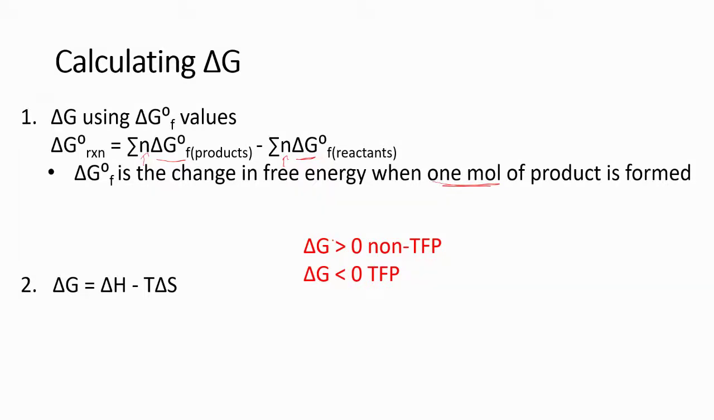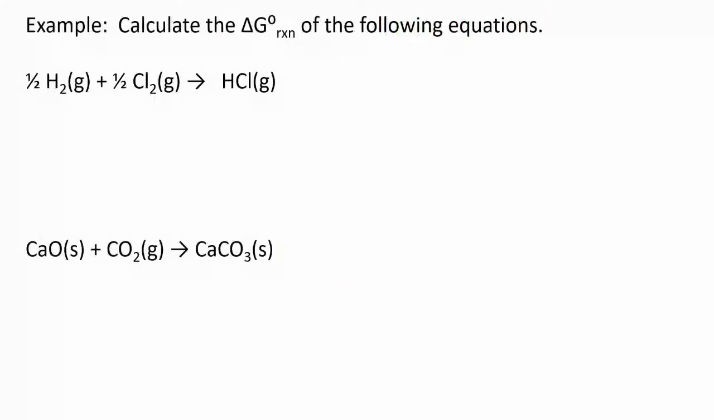Now, if delta G is greater than 0, meaning it is positive, then it is not thermodynamically favorable. If delta G is less than 0, meaning negative, it is a thermodynamically favorable process. So let's stop right here. Delta H is thermodynamically favorable if it is negative. Delta S is thermodynamically favorable if it is positive. Delta G is thermodynamically favorable if it is negative. All right, so keep that in mind.